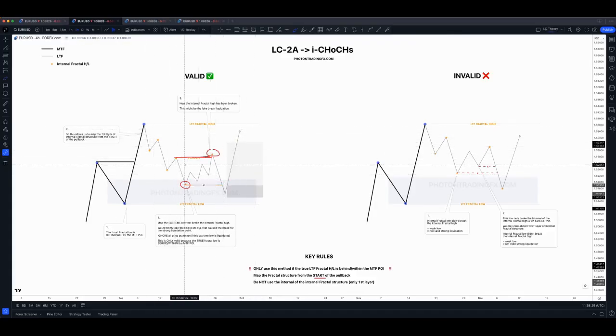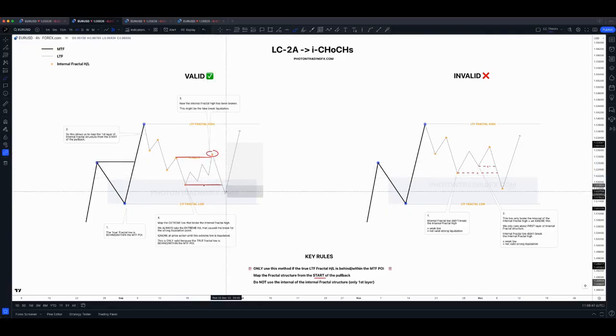Only map the first layer of internal structure. You do that by looking at the very first highs and lows that form within the pullback. You then wait for that internal high to be broken. The moment that breaks, you find the extreme low, which is here, okay? You ignore the true internal fractal low at that point. You're looking for the extreme liquidation point. You ignore everything that happened.